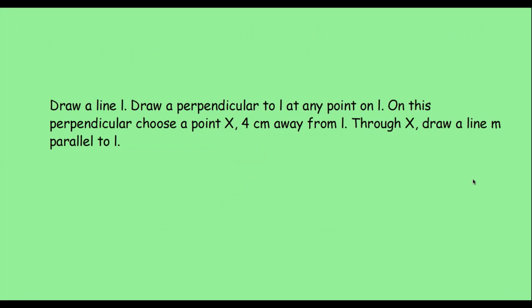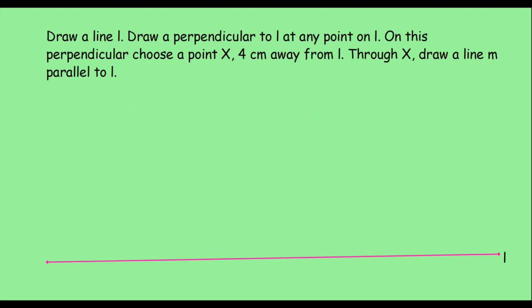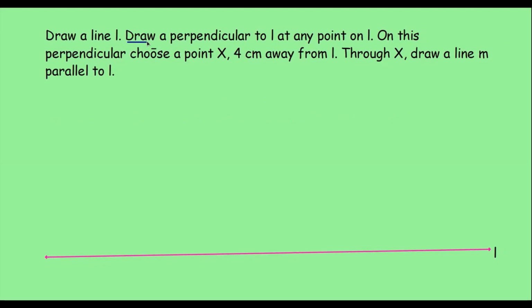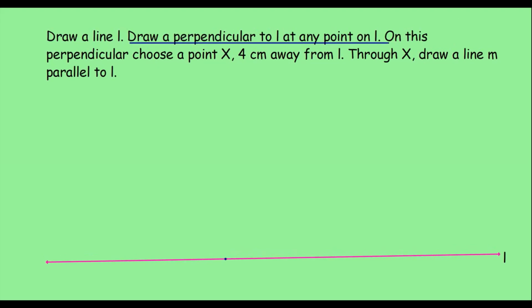Here is the second question from exercise 10.1. Draw a line L. Let us do it. Here is the line L. Now draw a perpendicular to L at any point on L. Let us take a point on L. Let M be that point. Now through M you have to draw a perpendicular that you have learned in the last year.